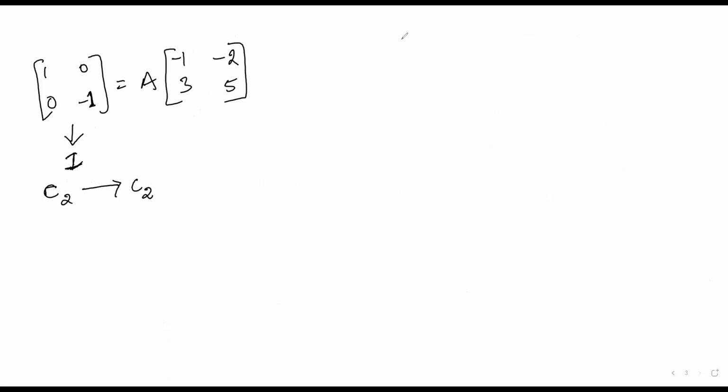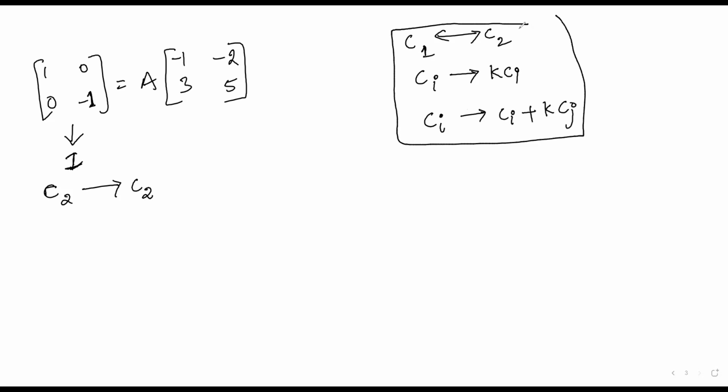KC2. What are the transformations? C1 and C2 you can interchange. I'm explaining again: C1 you can make as KC1, or CI you can make as KCI. And then CI you can make as CI plus K times CJ. These are the 3 operations you can apply.